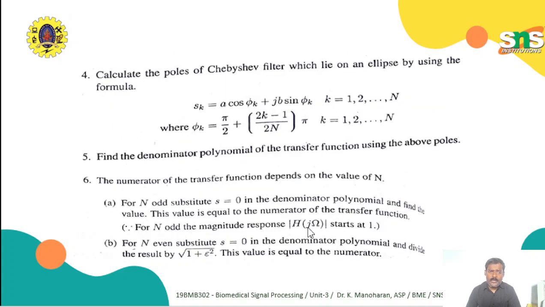Next step, we need to calculate the Chebyshev filter poles that lie on the ellipse by using the formula. We need to find the poles Sk, so S1, S2, S3 up to n. Sk equal to A cos phi k plus jB sin phi k, where k is equal to 1, 2 up to n.